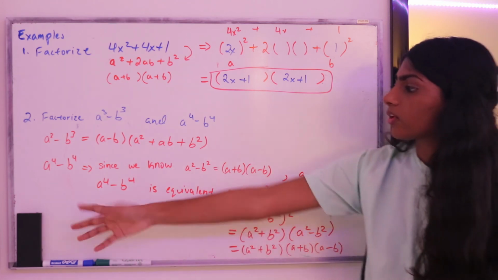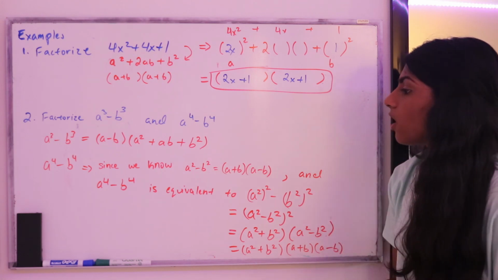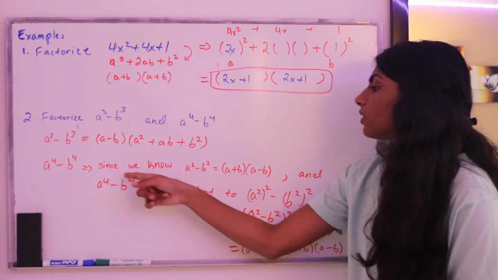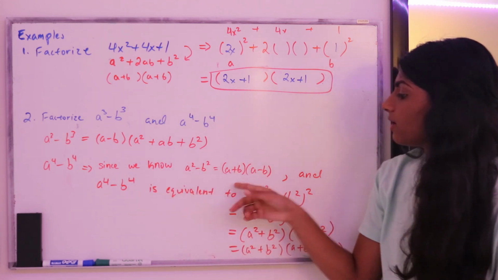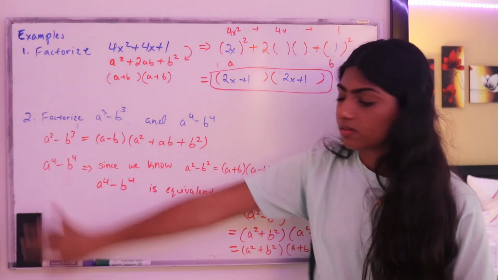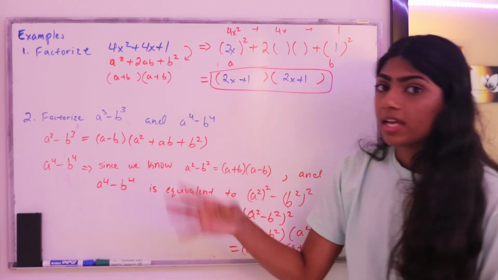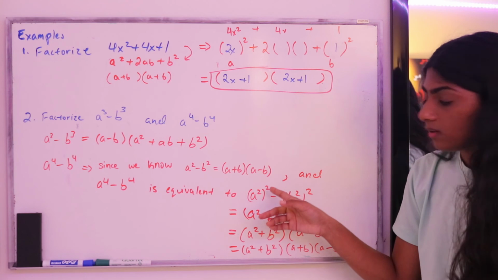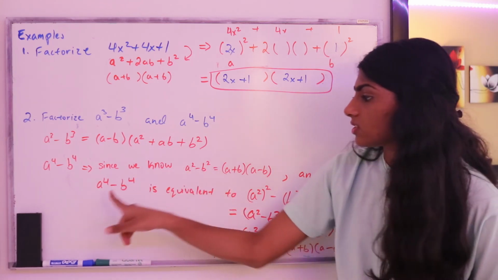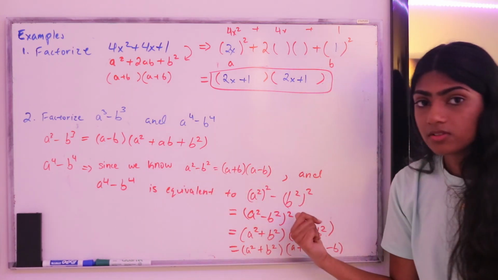So now let's look at a to the 4th power minus b to the 4th power. Let's break this down. An important part is we're going to break it down into stuff we already know. Since we know that a squared minus b squared equals a plus b times a minus b, we can just implement this into here. We also know that a to the 4th power minus b to the 4th power is equivalent to a squared squared minus b squared squared. Do you see how we turned this into this, and we just substituted a with a squared, and b with b squared?